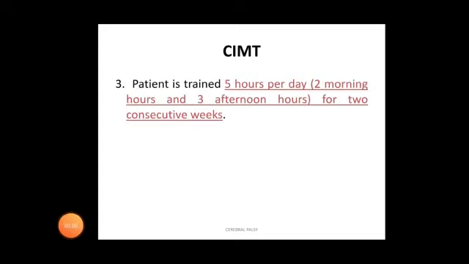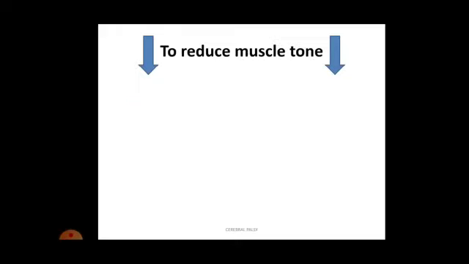Now, the third modified CIMT protocol recommends use of this immobilizer for 5 hours per day, that is also in divided sessions, 2 morning hours and 3 afternoon hours, okay, for 2 consecutive weeks. Now, there are various treatment protocols to reduce muscle tone, to increase muscle tone, and to increase muscle strength. Clear? So which are they? We are learning one by one.